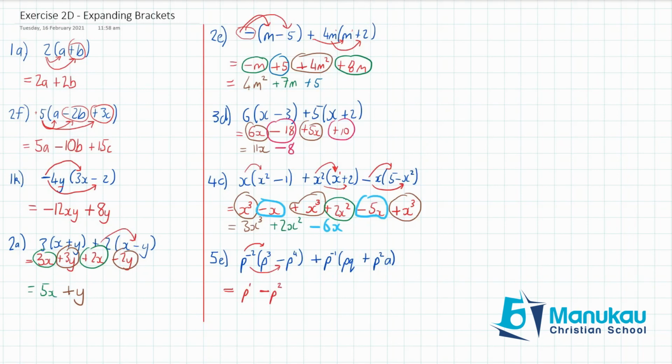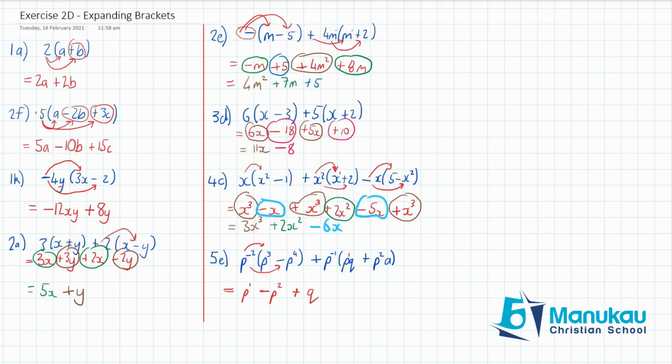Now let's look at this next bracket. I've got a positive p to the power of minus 1 times pq. Now, that p is p to the power of 1, and so I'm going to add the indices. p to the power of minus 1 times p to the power of 1, that cancels out because that becomes p to the power of 0, which is 1. So I'm left with q.